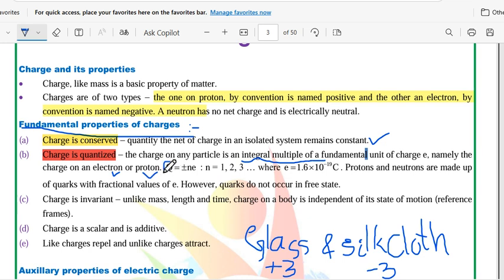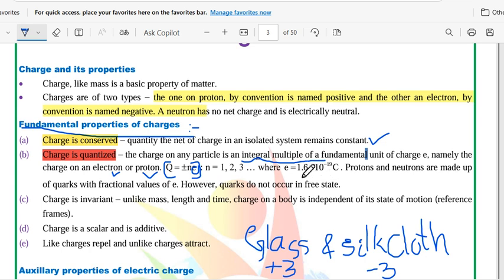Here, the quantization of charge is denoted by q equals plus or minus ne, an integral multiple of the fundamental unit of charge e. Here n is the number of charges and e is the value of the charge. So n is an integer, that is 1, 2, 3, 4 and so on, and e is equal to 1.6 into 10 to the power of minus 19 coulomb.